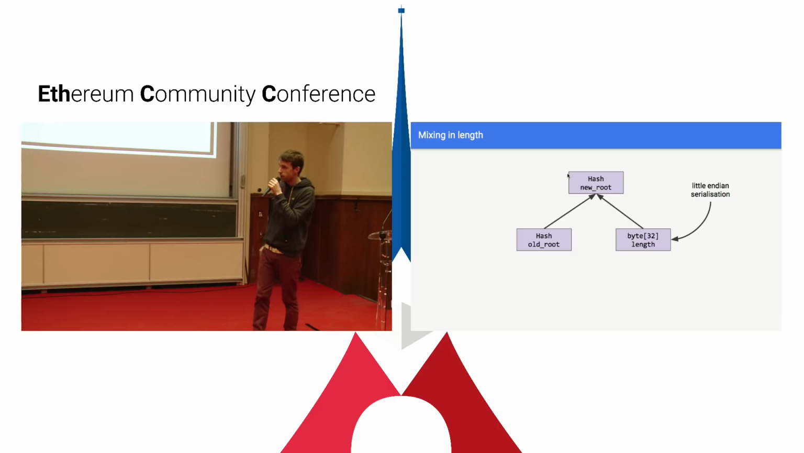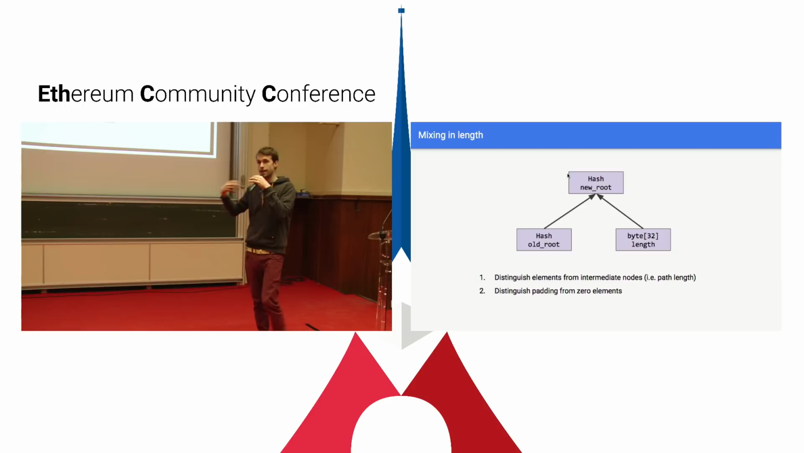And then the final helper that we have is the mix in length. So let's say that we have a list of variable length, and we've done an initial Merkleization, but we want to include the length in the Merkle root. Well, that's not a problem. We just take the root, we take the length, and then we do one extra layer of hashing, and we get the new root.